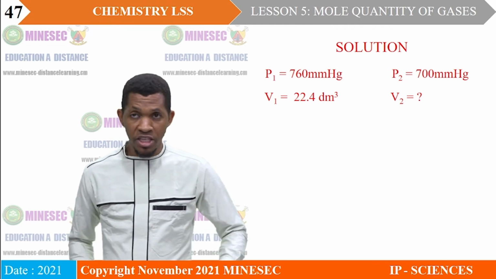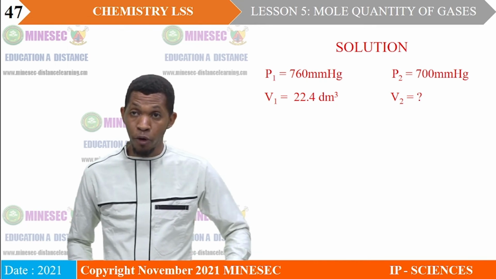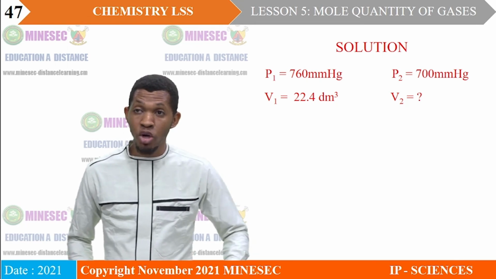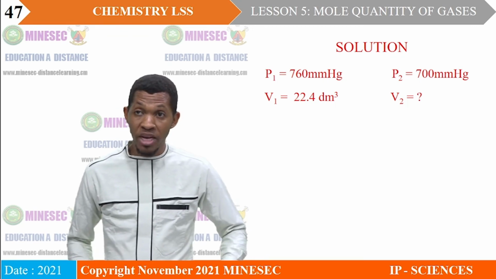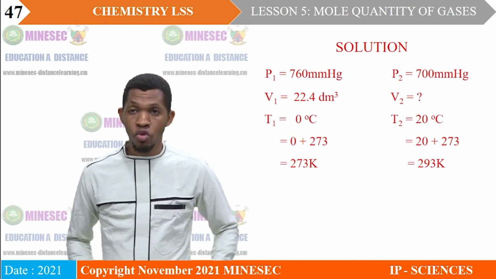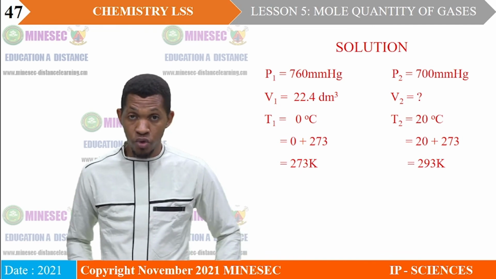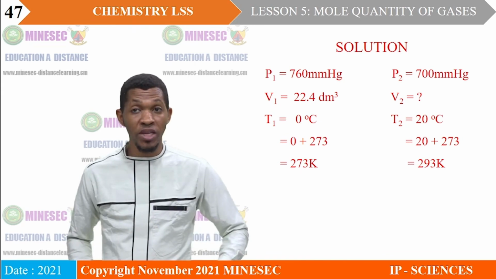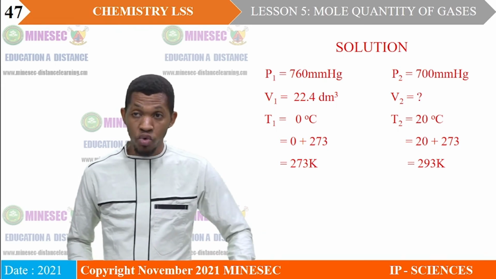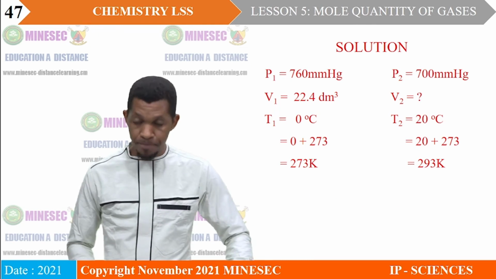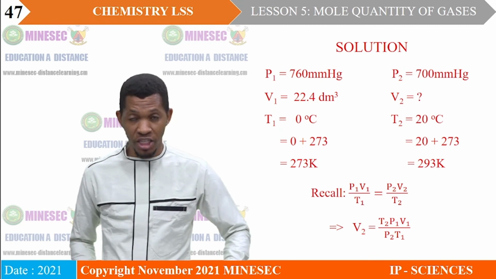Solution. Initial pressure is 760 millimeters of mercury. Initial volume is 22.4 cubic decimeters. Final pressure is 700 millimeters of mercury, and final volume is what we are calculating. So the initial temperature is 0 degrees Celsius, and final temperature is 20 degrees Celsius. So converting both temperatures to Kelvin, we have T1 is equal to 273 Kelvin, and T2 is equal to 293 Kelvin. Now P1 V1 over T1 is equal to P2 V2 over T2.